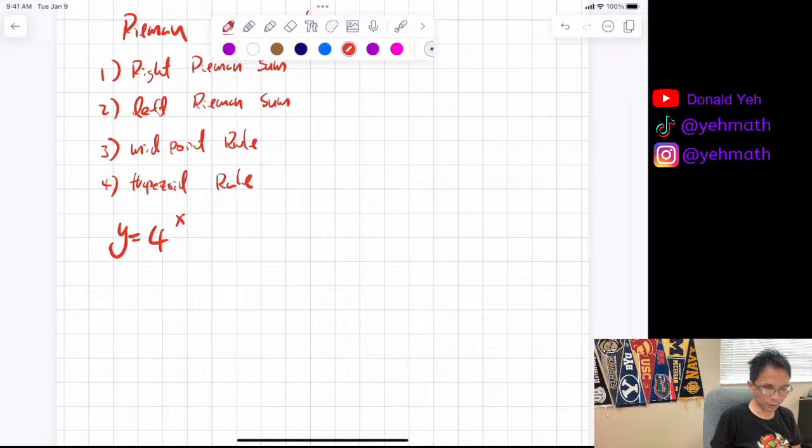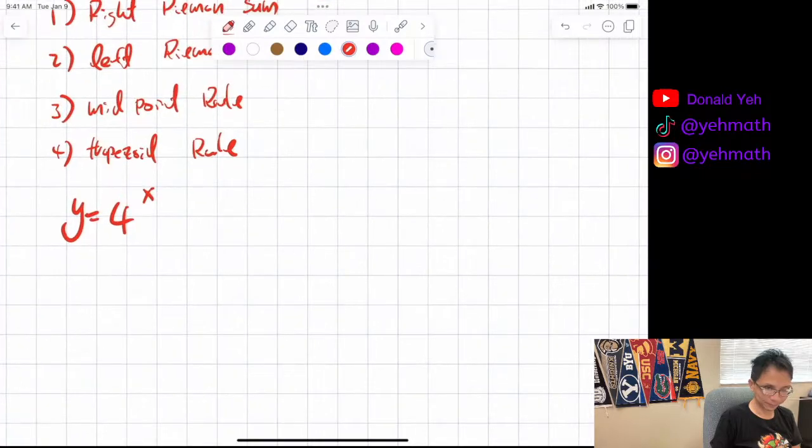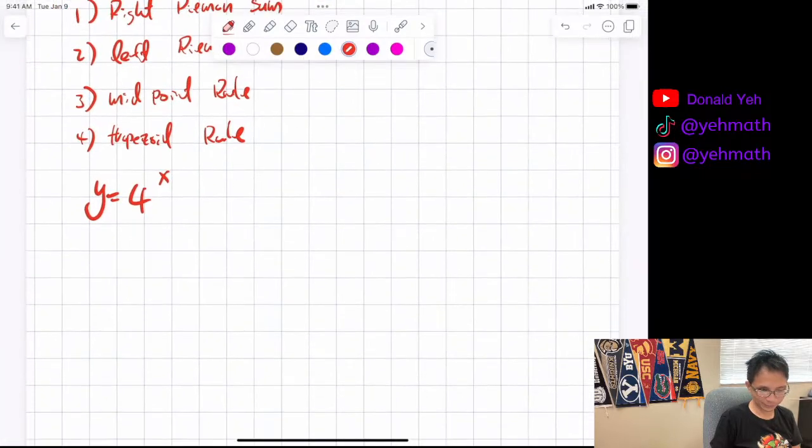Did I spell trapezoid wrong? How do you spell trapezoid? Yeah, so I spelled it right. There's an E or an A. Trapezoid? Yeah, whatever. Doesn't really matter.